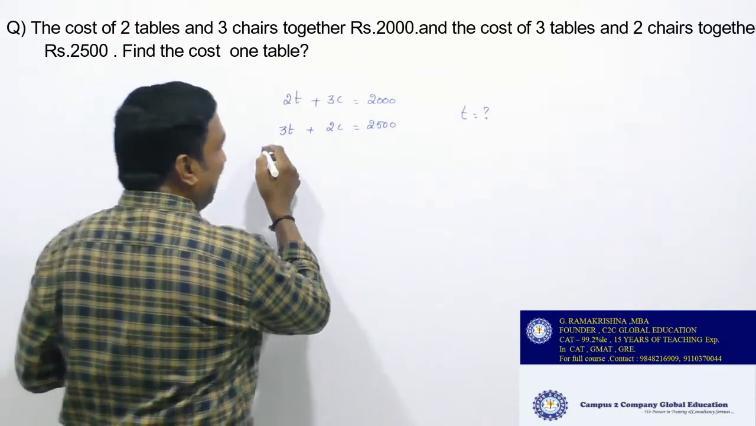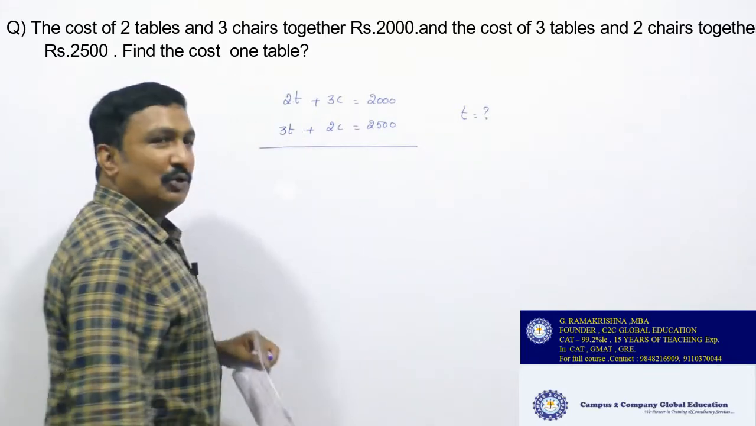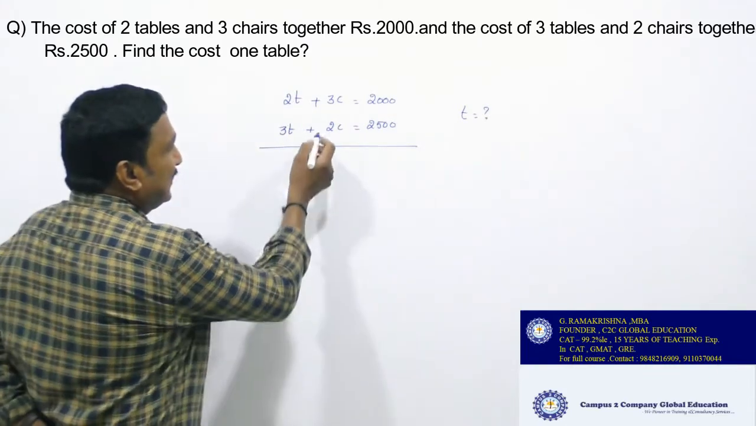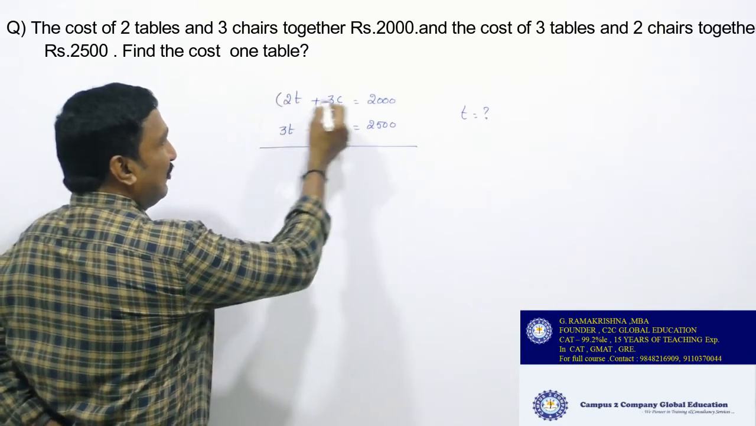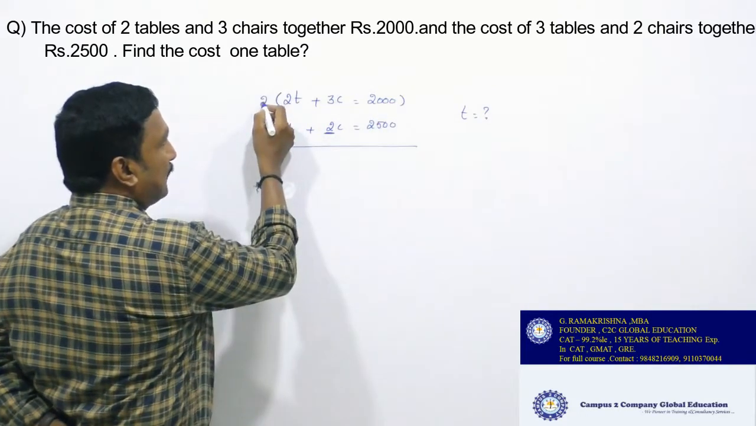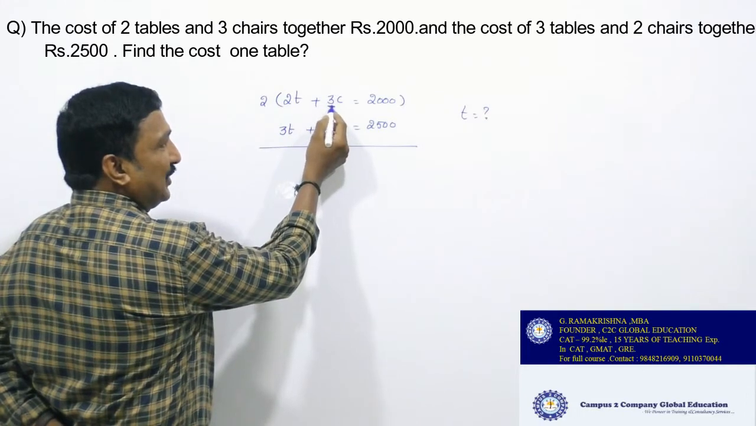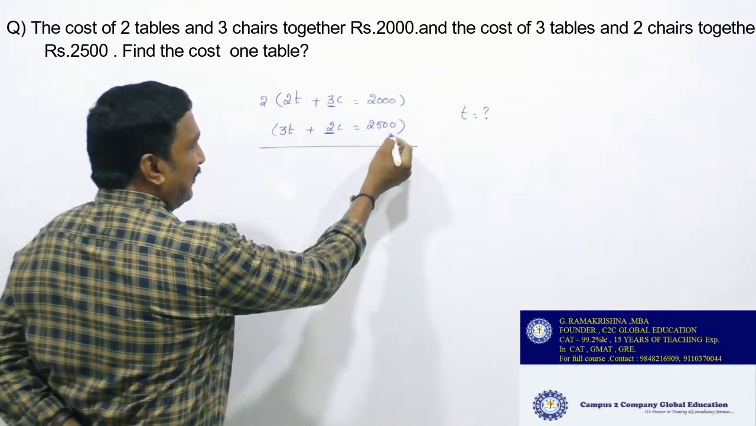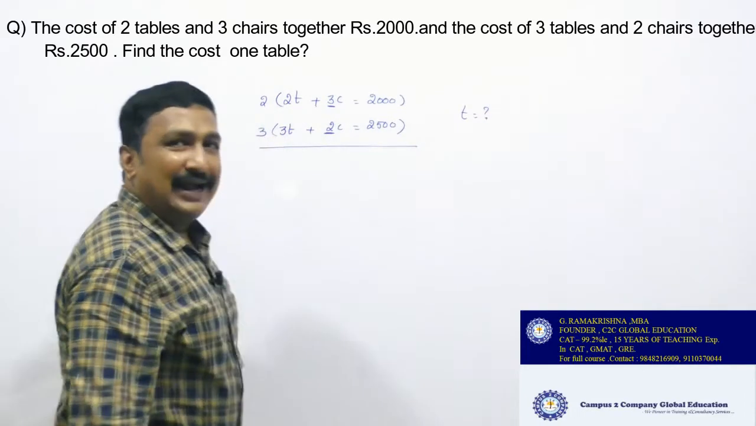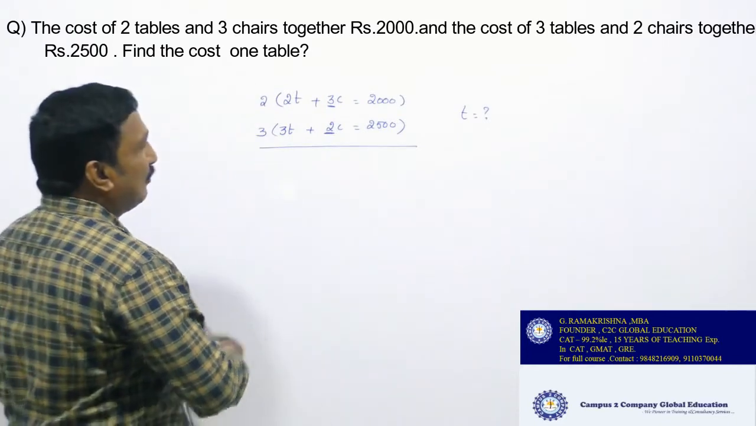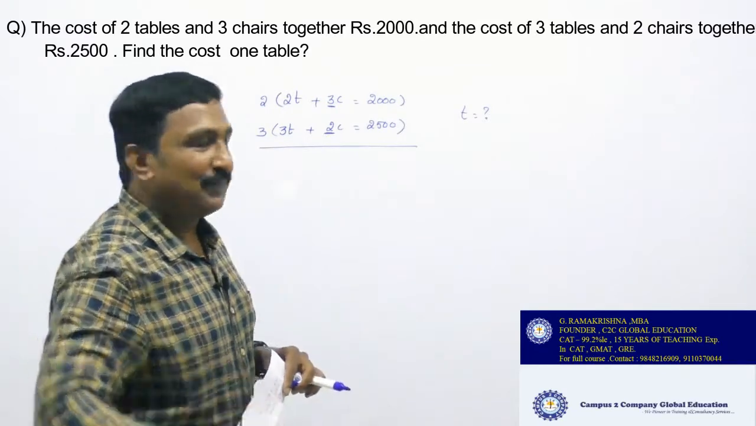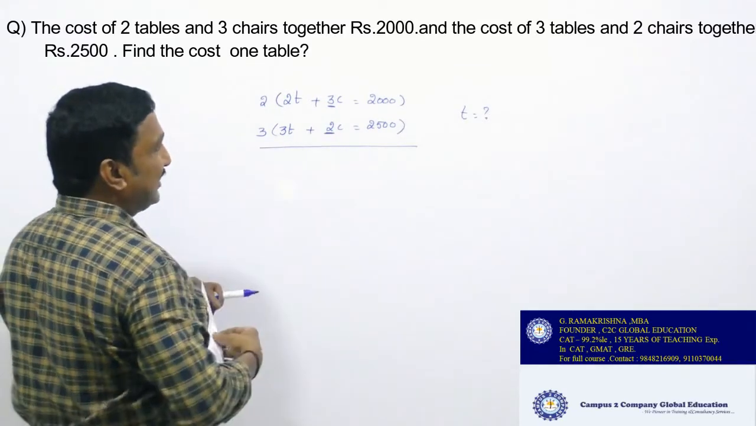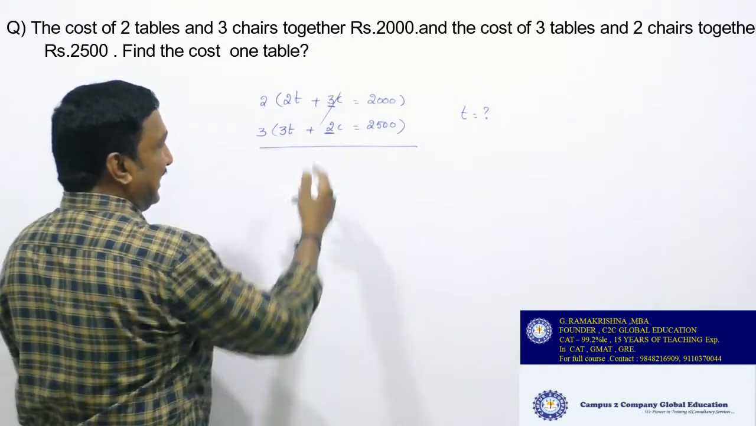So I am finding it directly, friends. How to find it directly? Here what is the chair coefficient? 2. So the first equation multiplied by 2. Here what is the chair coefficient, friends? 3. So the second equation multiplied by 3. And now look here, both are the same signs. When both are the same signs, we have to subtract. So I am subtracting these two equations, cancelling the chairs directly.